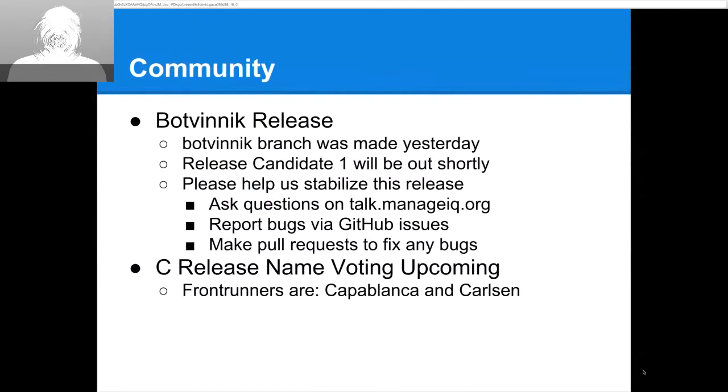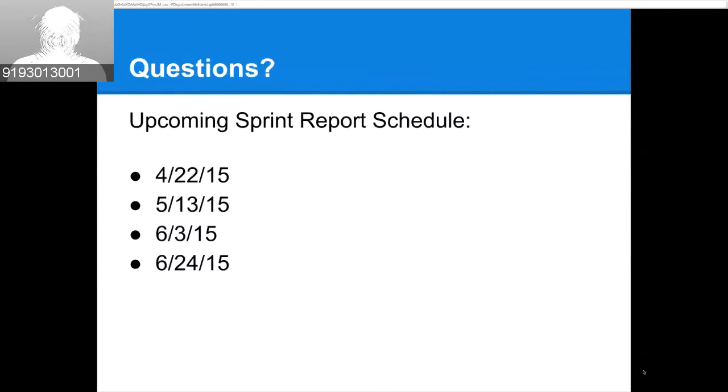There's a new topic on Talk for picking a name for the C release. That'll be the next version, and the front runners are two world champions, Capablanca and Carlson. So go up there and vote. And with that, I think that's the end of our sprint demo. Are there any questions or comments?